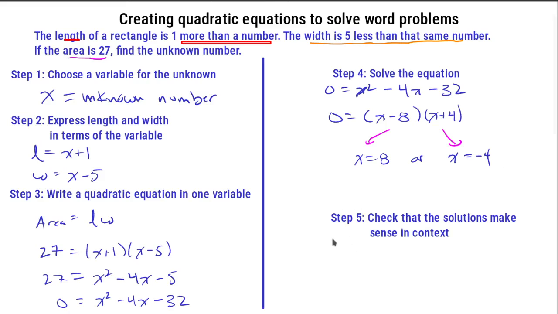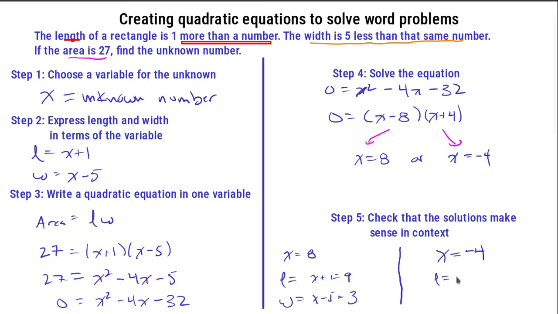So that's step 5. So if x equals 8, then the length would be 8 plus 1. That's our x plus 1 formula here. x plus 1 equals 9, and the width would be 8 minus 5. So that would be 3. So 9 and 3 is length and width. That makes sense. They're both positive values. And if you multiply it, 9 times 3 is 27. So that would fit. If x equals negative 4, then what happens?